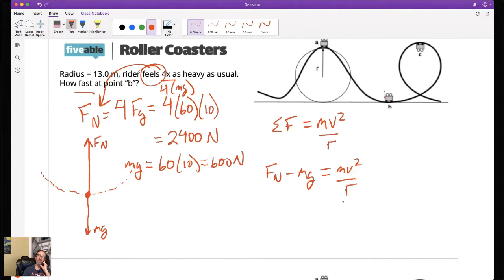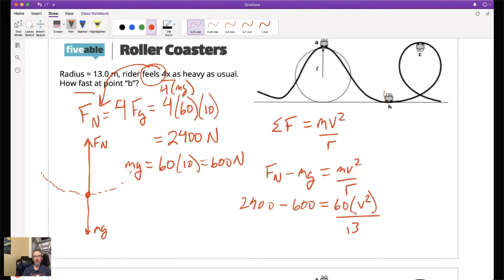At this point, you can either plug all your numbers in and then solve, or you can go ahead and do some math and do that. I would rather put all the numbers in first. So we know that Fn is 2,400 minus 600 is equal to 60 times v squared. And then remember, this is 13 meters. So this is 13. Somebody has an answer, which is good, 19.7.